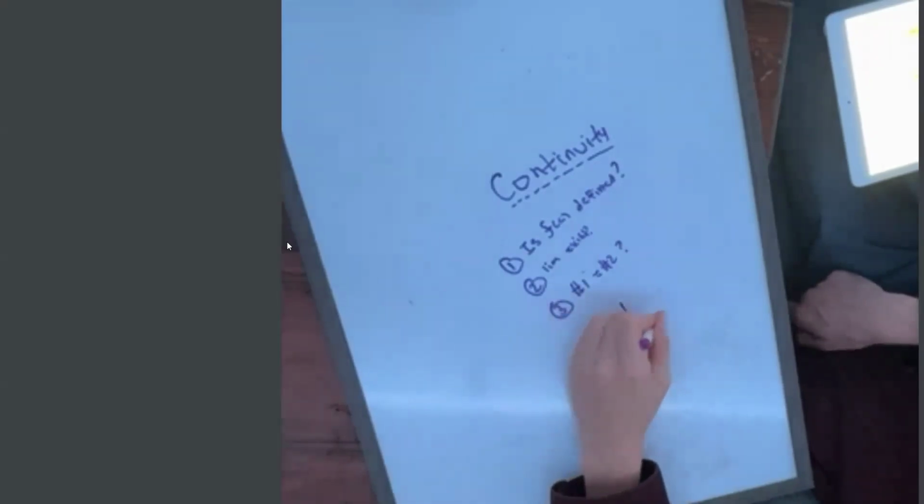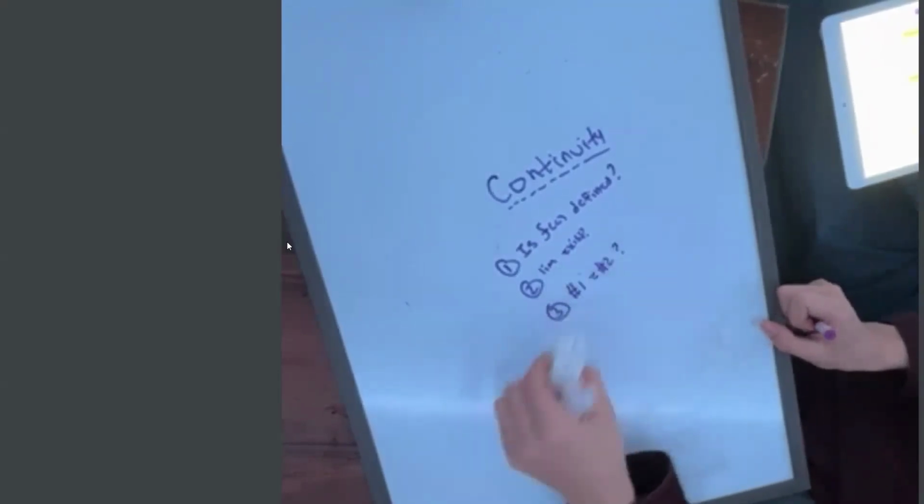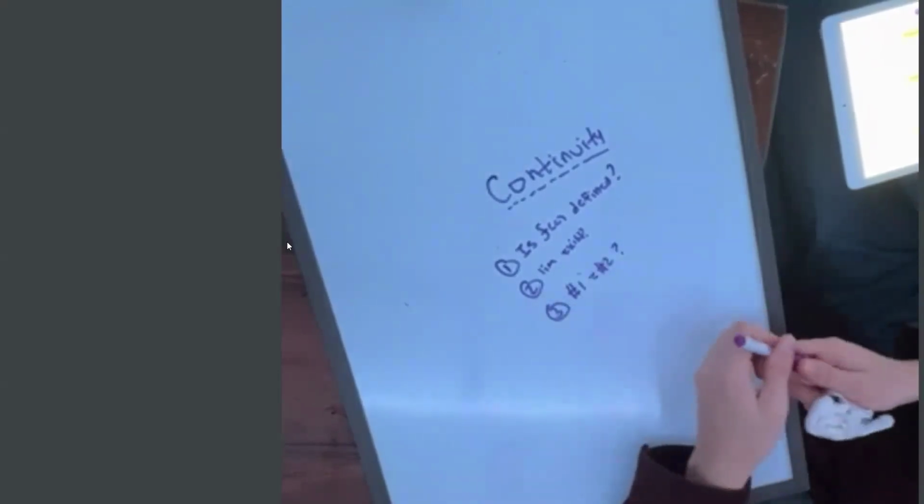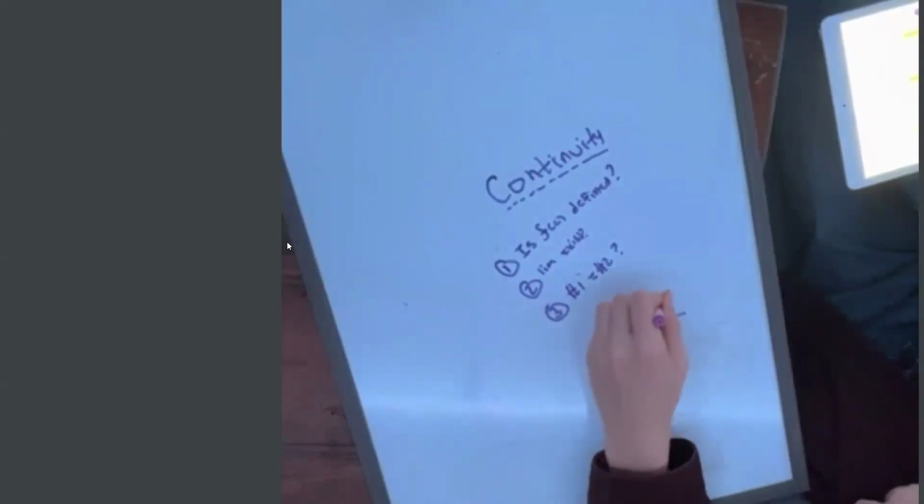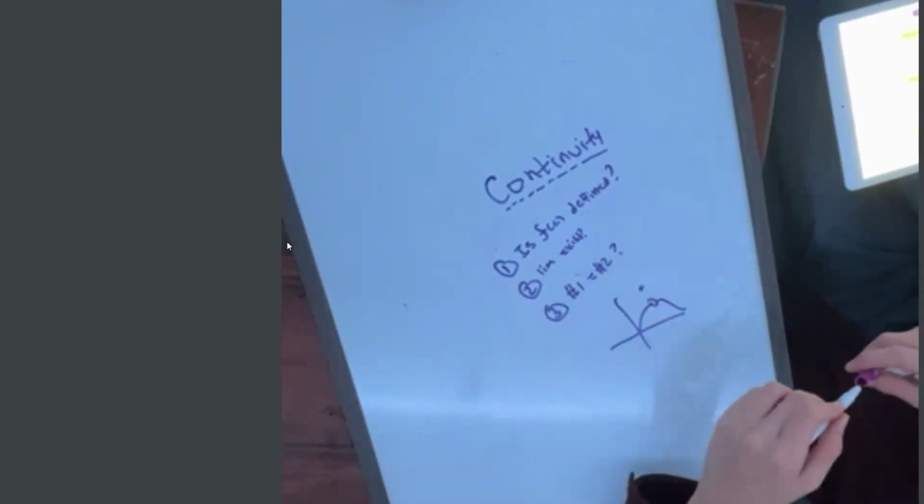So something like this would not be continuous because the limit exists, but the value does not. Something like this would also not be continuous because the value does exist, but the limit doesn't. And then last but not least, this one is not continuous because of number 3. They both exist, but they're not the same.